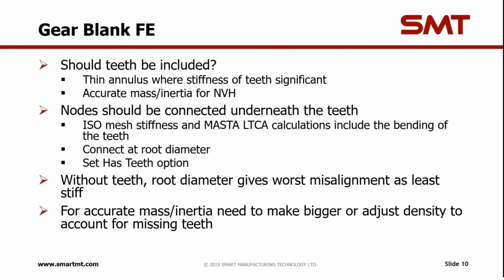Okay, and if you're not including teeth, then we'd normally model the gear up to the root diameter. This is because that gives you the least stiffness in your gear blank, and so it gives you the worst misalignments. So it's a worst case really, rather than being the closest to reality.